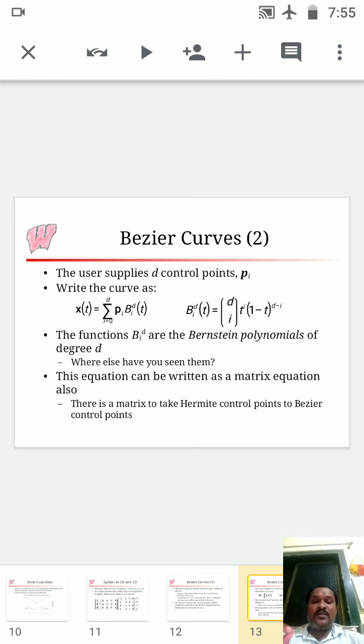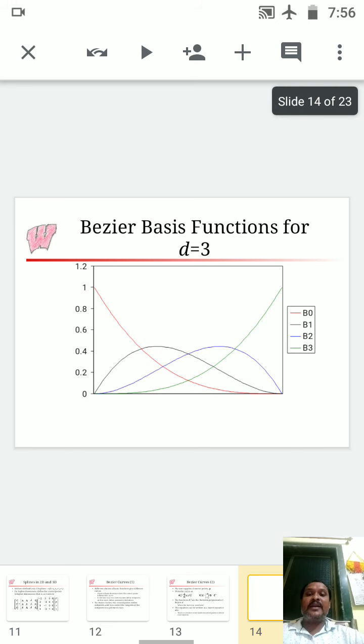So here the basis functions, that is the functions Bi raised to d, are the Bernstein polynomials. We can call them the Bernstein polynomials of degree d. d is called the degree, which we can see in a later section. So this equation can also be written as a matrix equation. We can easily write it in the matrix equation.